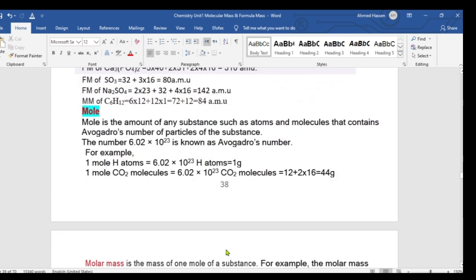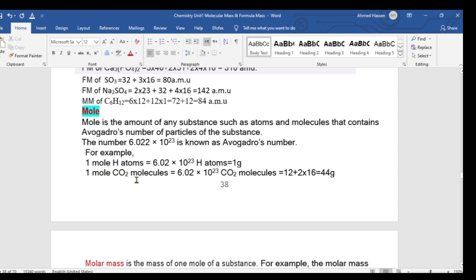When it comes to the mole, what it means is the amount of any elementary chemical units, that may be atoms, molecules, or ions, that contains Avogadro's number of that particle. One mole of hydrogen atoms equals Avogadro's number of hydrogen atoms. When its weight is measured, it is 1 gram. This means this many hydrogen atoms weigh only 1 gram.